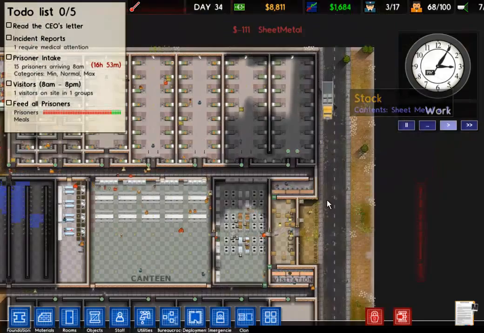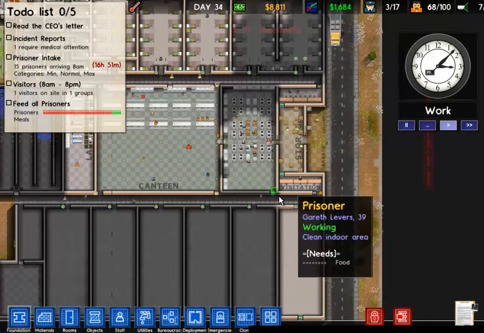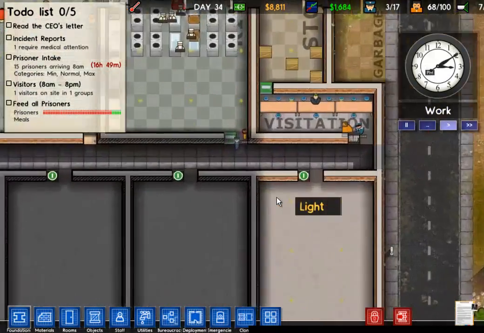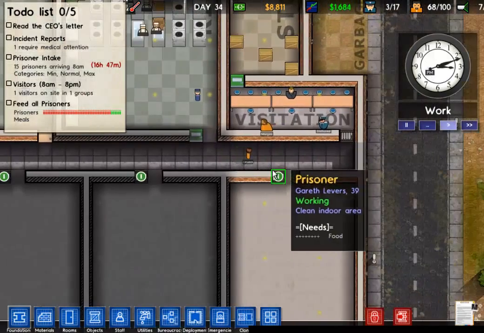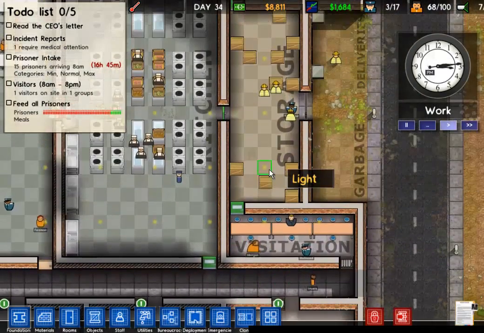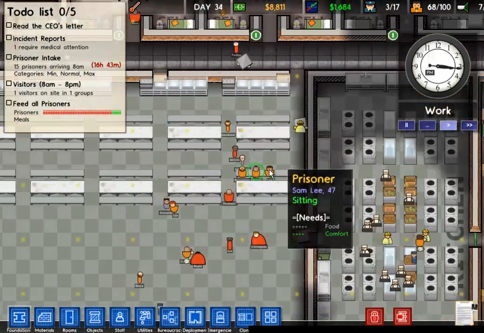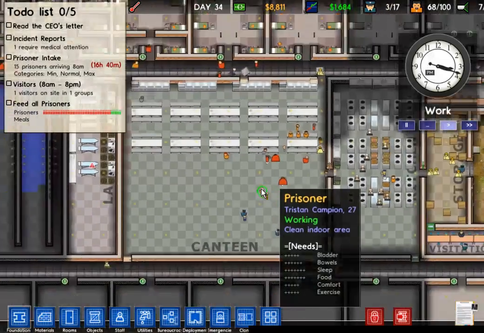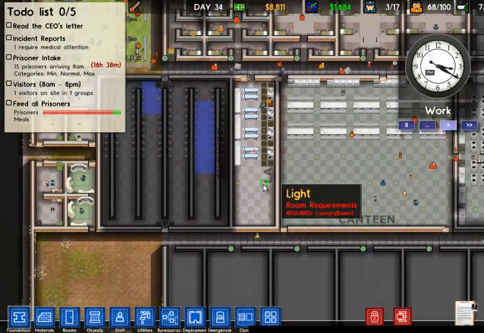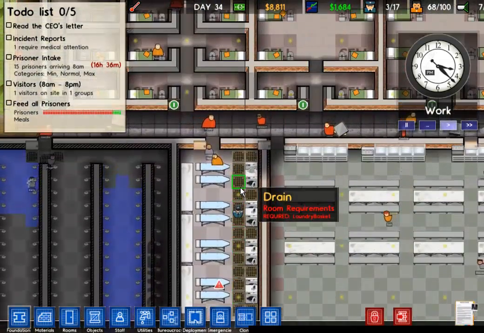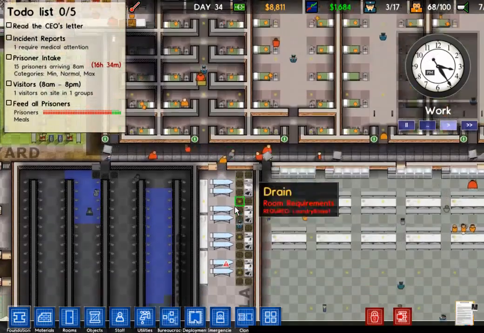Sheet metal, the deliveries are bugged. The guards letting workers out of the prison are bugged. And still a lot of bugs. But other than the bugs, I've managed to work around those bugs. And for some reason my laundry isn't working because there's no more laundry baskets in the laundry room.